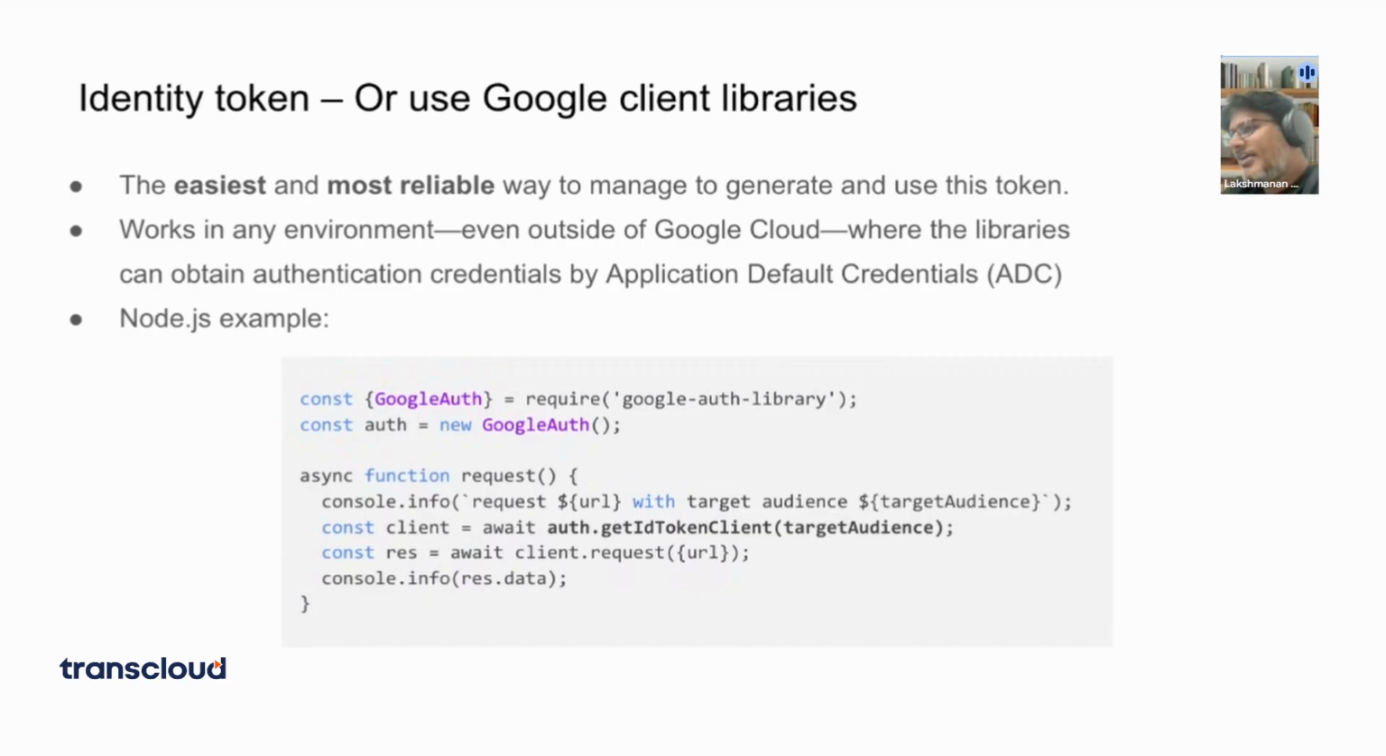So this is the general way. If from your code you want to call a service which is protected through IAM, this is the best practice to follow to authenticate to the other service and then access it.